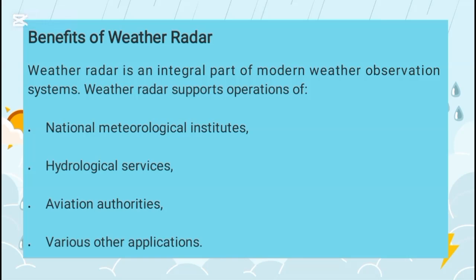And the last is various other applications. Ang weather radar ay ginagamit din sa iba pang larangan tulad ng agriculture, construction at pagtugon sa kalamidad. Halimbawa, ginagamit ito para masubaybayan ang mga kondisyon ng panahon na makakaapekto sa mga pananim o proyekto sa construction. At magbibigay ng alerto sa mga lugar na maaaring tamaan ng malalakas na bagyo o baha.